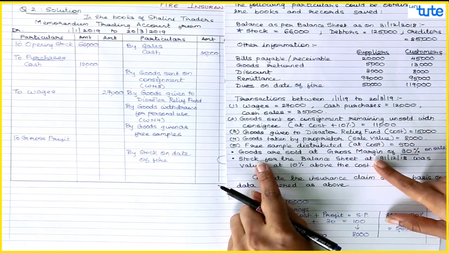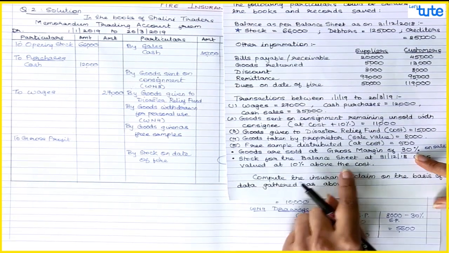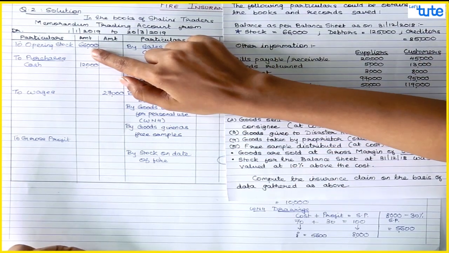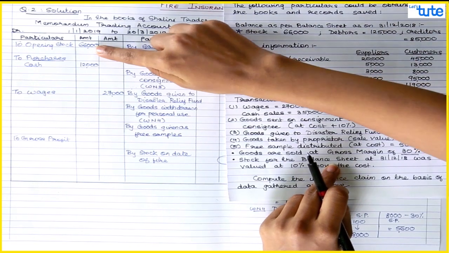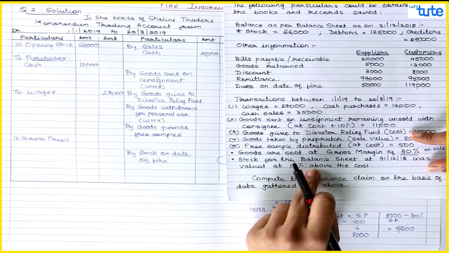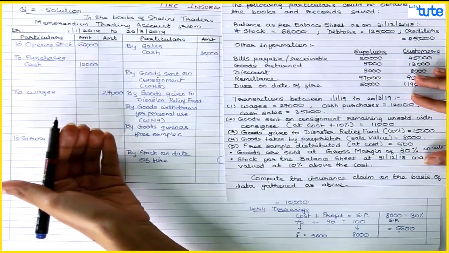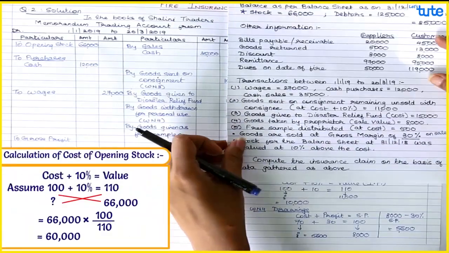Stock for the balance sheet at 31st December 2018 was valued at 10% above the cost. Now this is important. So guys, this 66,000, that is your opening stock, 31st December 18. So that is your opening stock was valued at 10% above the cost. So this 66,000 is after adding the 10%. So we need to find out cost for this same stock.